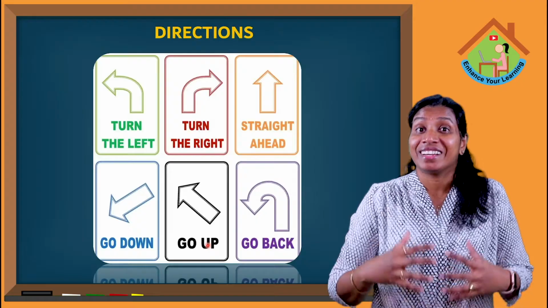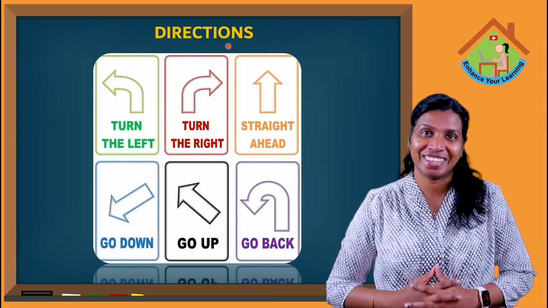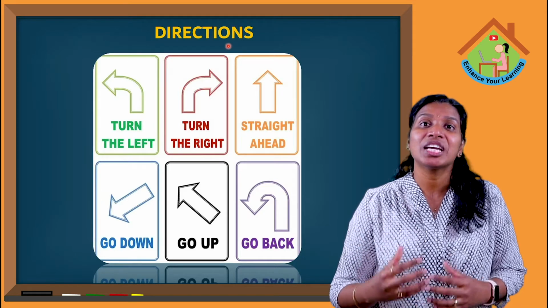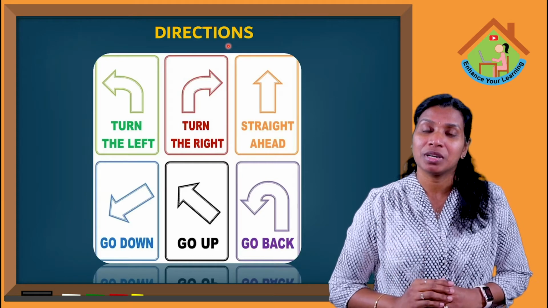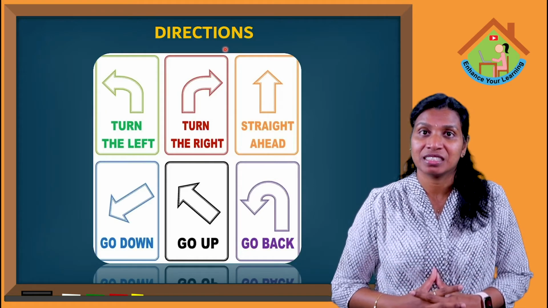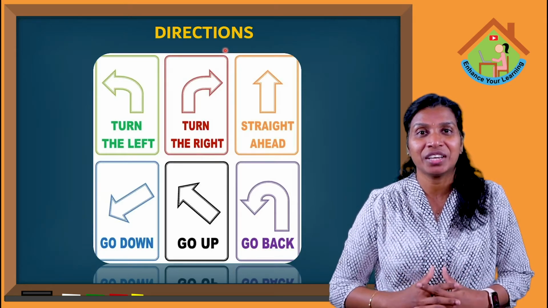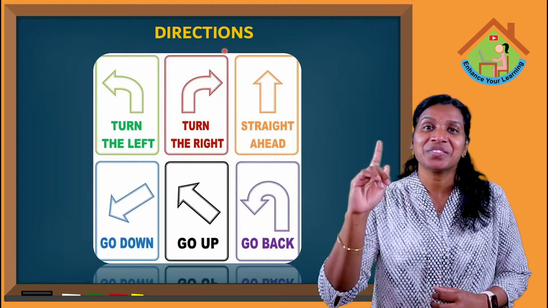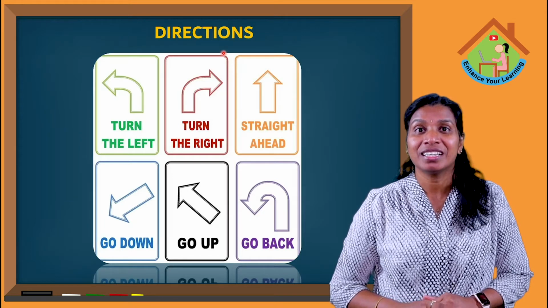Okay kids, directions help us to know where the place is. Direction is also a way in which a person or things move. For example, we are traveling on a highway in our car. Suddenly we find that there is less fuel in our car. So immediately what will we do? We will check for the road sign. Is there any petrol bunk nearby?